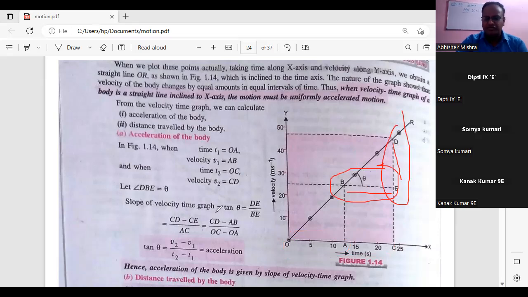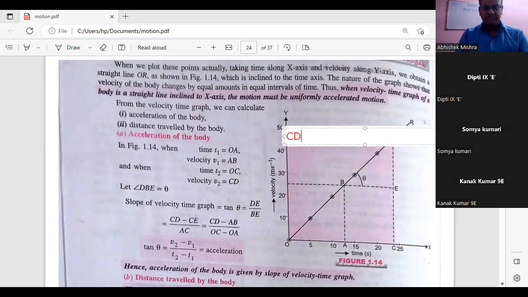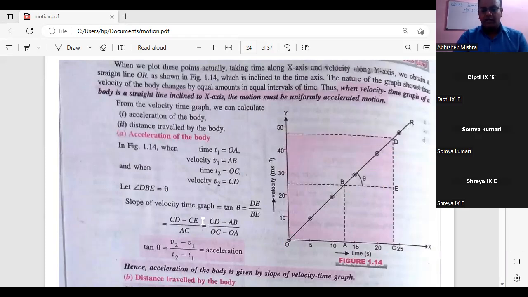Now, how can the slope of the velocity-time graph be calculated? DE by BE. Now let us see what DE is. DE is equal to CD minus CE. Do you agree? Yes, sir. And what is BE? Can we say it to be AC? Yes, sir.